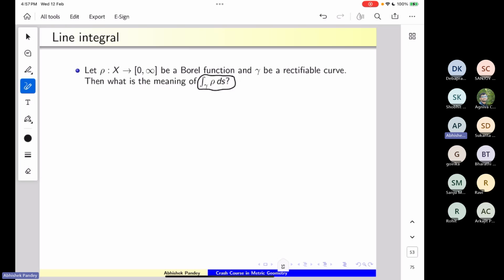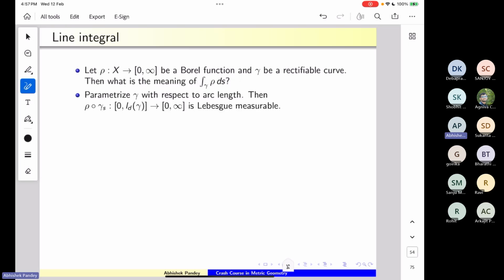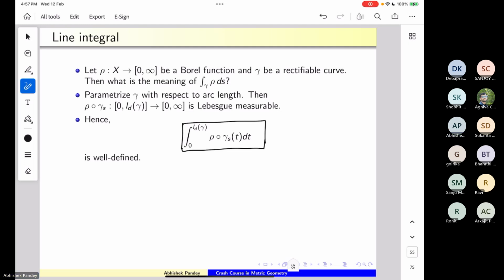Okay. So what we're going to do is parameterize gamma with respect to the arc length. We will get gamma s. Okay. So basically, gamma is a composition with this arc length function. Okay. And then in this case, because of the Borel property, rho composed with gamma s is going to be Lebesgue measurable. Okay, so this is Lebesgue integrable because this has finite measure, and hence we can do this one. So this quantity is well defined. Is it clear? And we are going to take this quantity as our definition. So I hope it is clear.